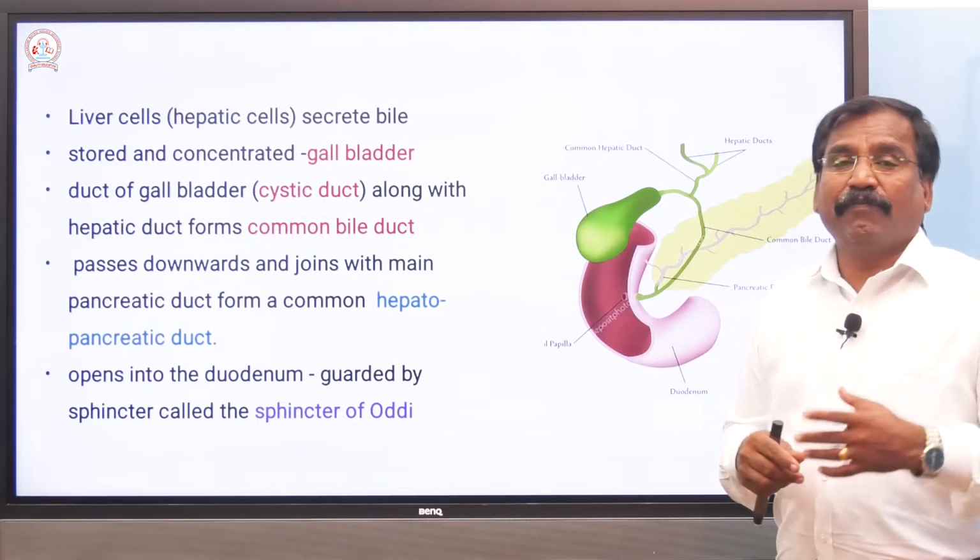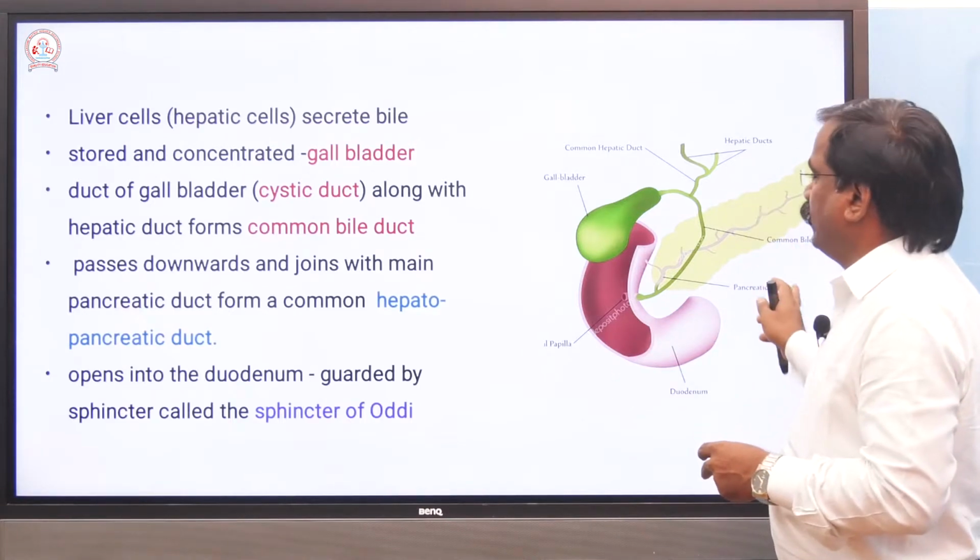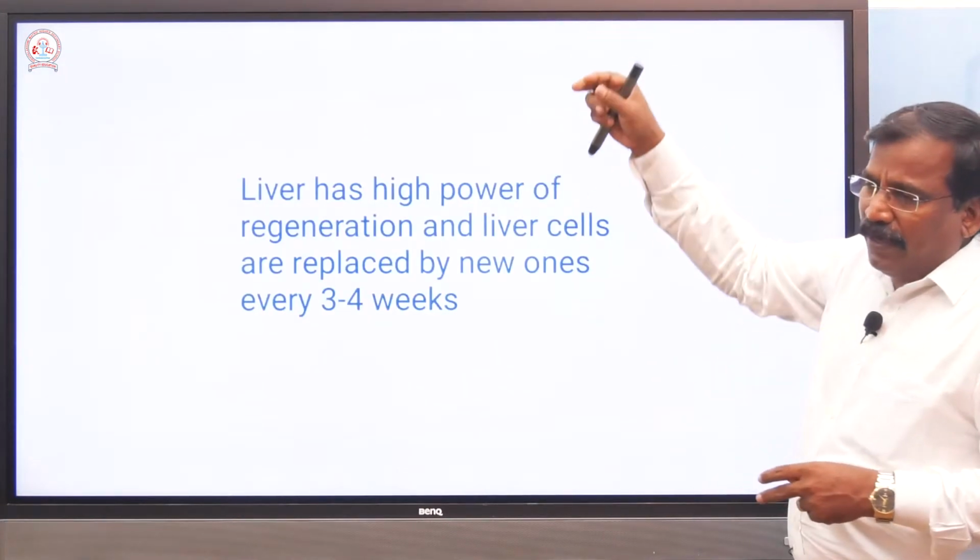This is an important 5 marks question, on the liver alone. I have to draw this and write these terminologies.